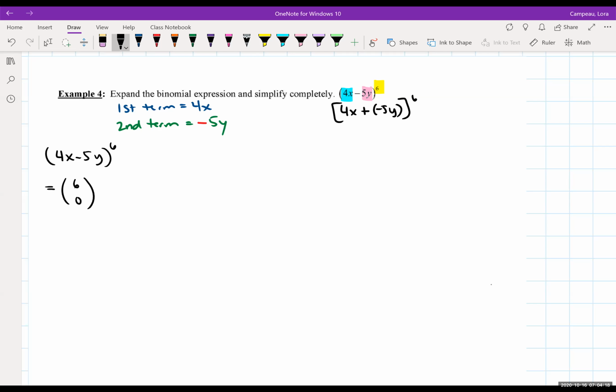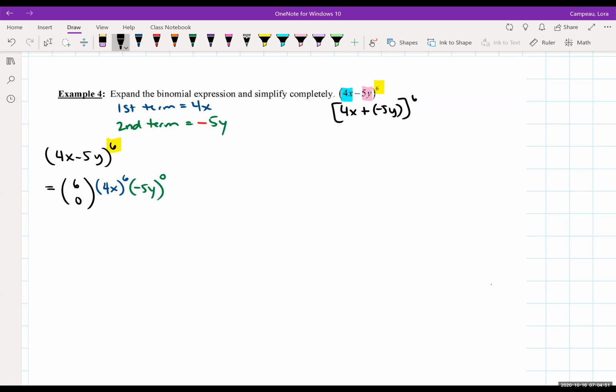Now the first term, which is 4x, is always going to be taken to the power of the binomial. So in this case, it's 4x to the 6th. We will not have a y term, but if you'd like, you can include it. We remember that the powers of the terms always have to add up to n, and n is the 6. So that's the idea of the first term.